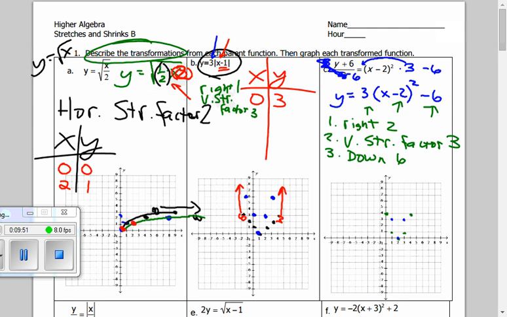3 times taller. I can't get up to 12 on this one, but if I could, it would be about there. So there, here's my new parabola, really been stretched. And then where do I have to move it? Down 6. That's me stretching it 3 times taller. The blue one is the vertical stretch. It's supposed to be a curve at the bottom, not a pointy bit.